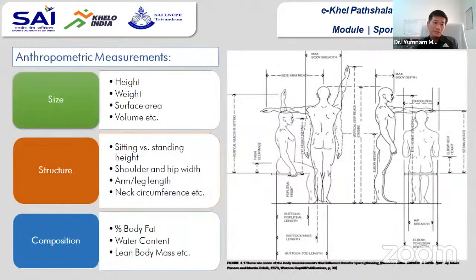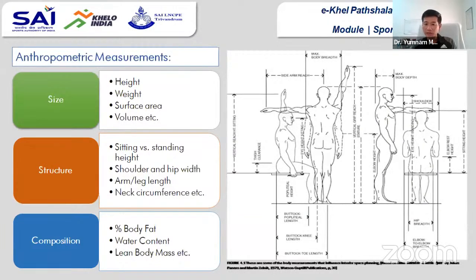And then another aspect: what happens in anthropometric measurement? What are the things we are going to do? What are the things anthropometrists used to do? What are the measurements and what is their use? So one is size, structure, and composition.